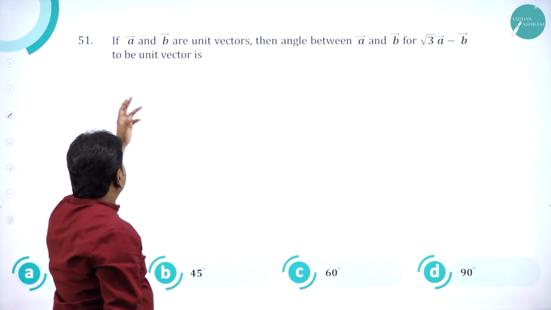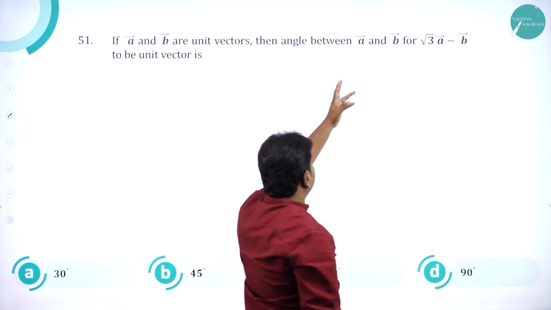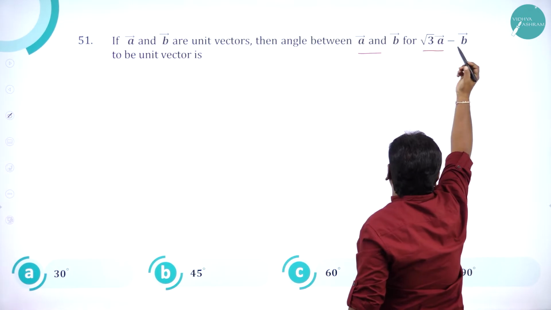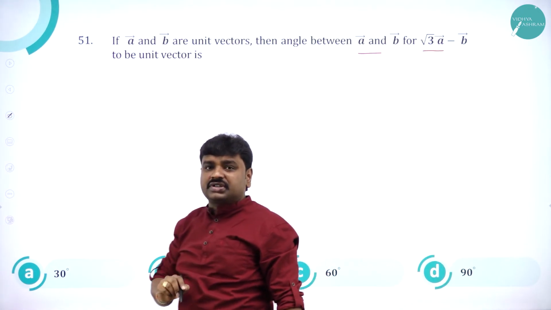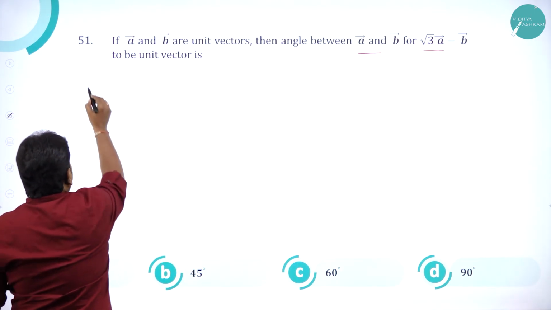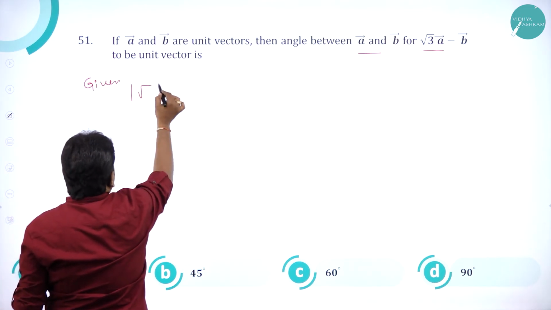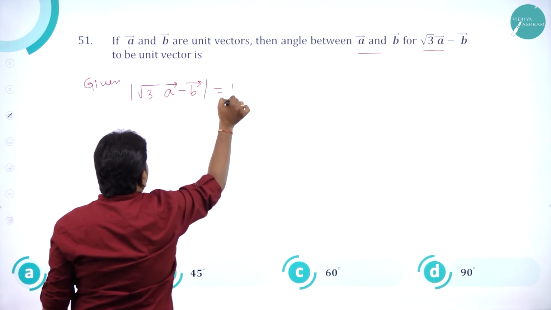Next we have vector A and vector B are unit vectors. They want you to find the angle between vector A and vector B, for root 3 times vector A minus vector B to be a unit vector. Interesting. So now they have given something. What is given? They gave that the magnitude of root 3 vector A minus vector B is a unit vector.